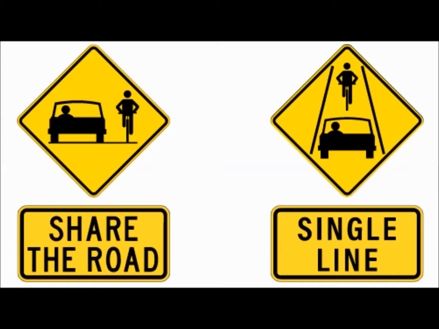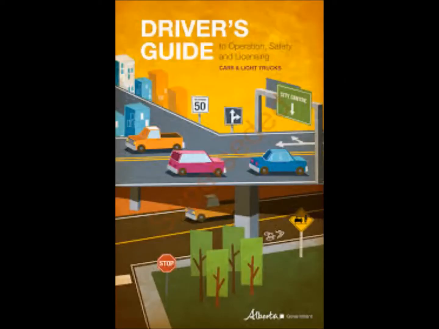Image description. A yellow diamond with a black border. In it, a silhouette of a cyclist and a silhouette of a vehicle, one on top of the other. Below it, a yellow rectangle with the black text, "Single lane," warns that cyclists are allowed full use of the lane ahead and that the lane is too narrow for side-by-side driving. This ends Part 1 of Chapter 2 of the Alberta Driver's Guide.